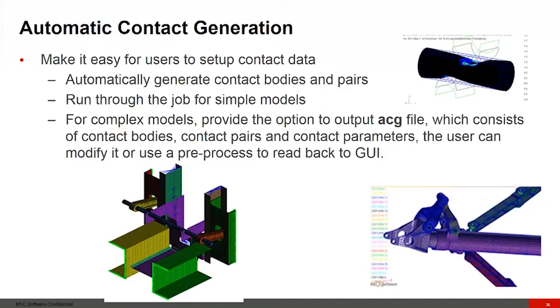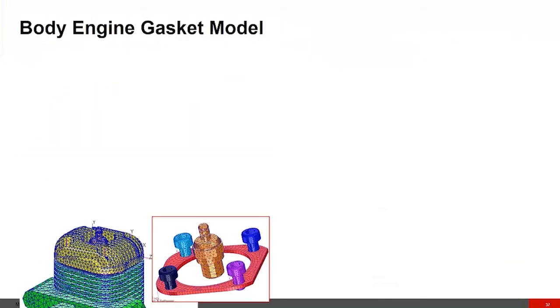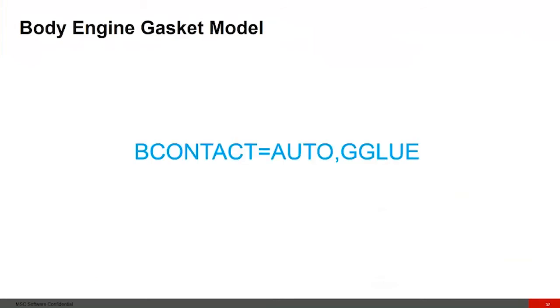So this feature is supported for all contact types, for permanent glue contact, general glue, as well as touching, with both node to segment and segment to segment. So here you could see the engine gasket model.